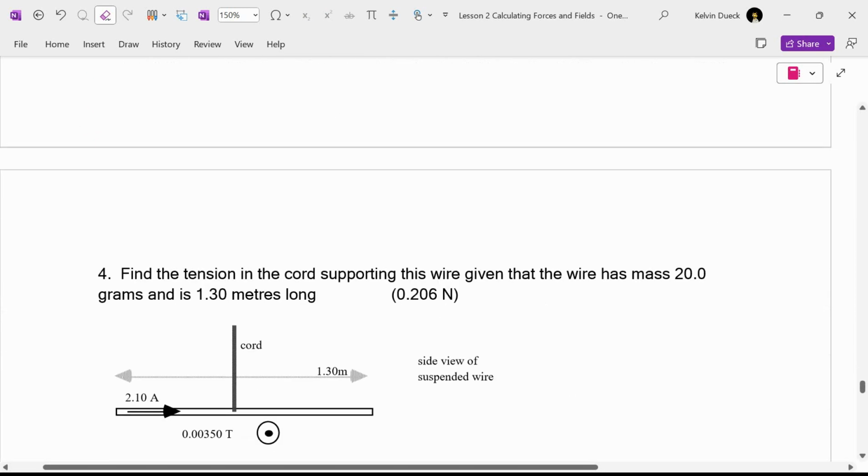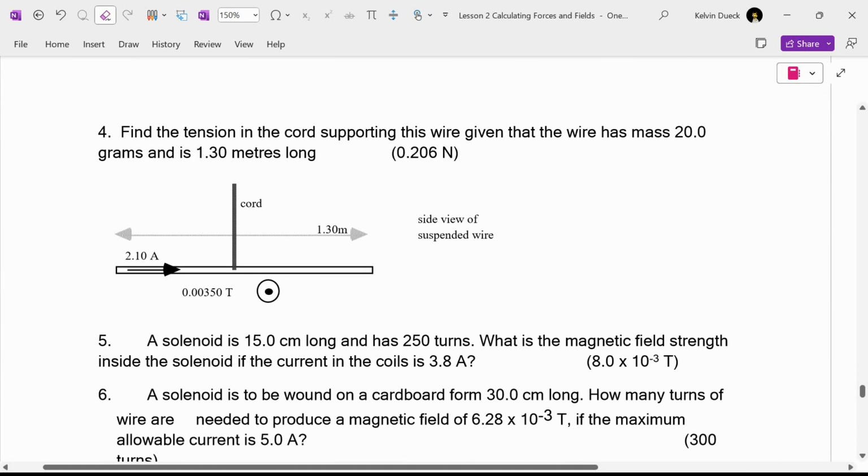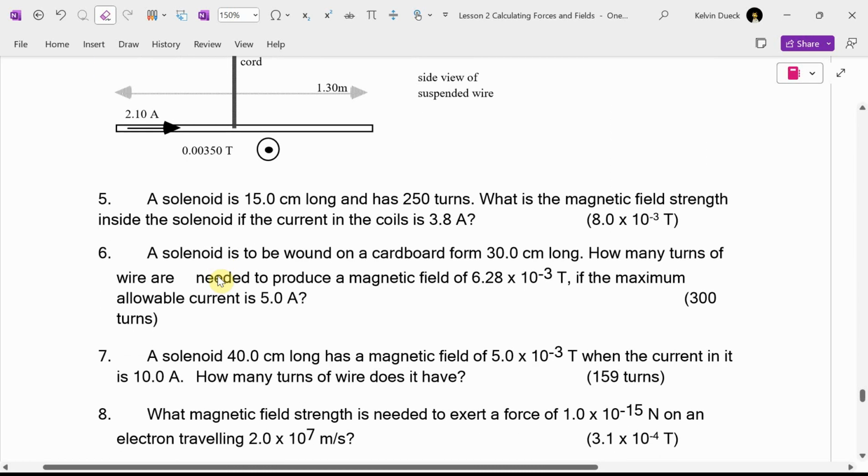Skip 3. 4, you want to do a free body diagram. It's asking you to find tension. The forces are going to be gravity down, tension up, and then FB either up or down. You'll have to figure it out from your right-hand rule. And who's winning? It's a tie. Get the T by itself because it's not accelerating. See if you can figure that out. That's a nice advanced question.